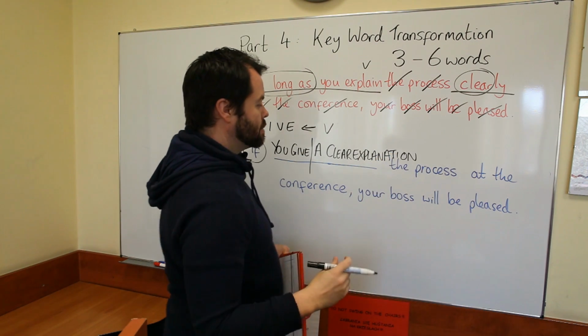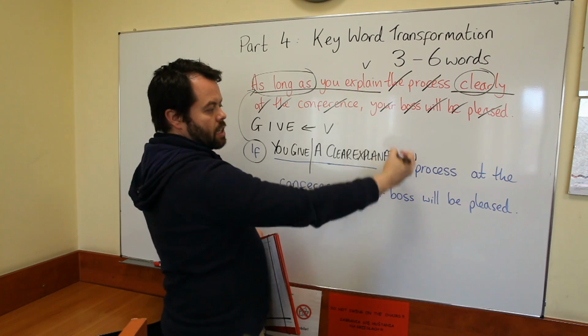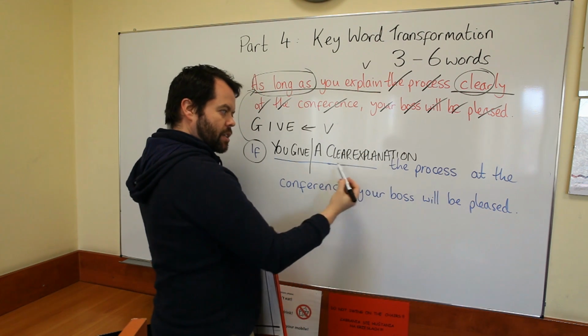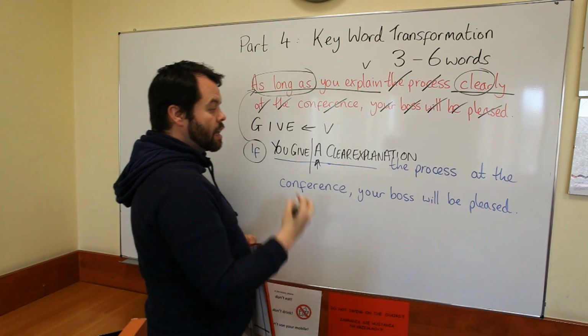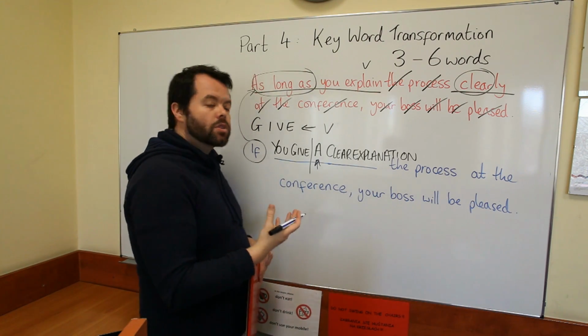Sorry, I ran out of space a bit there. But a clear explanation, because explain changes to the noun, clearly the adverb changes to an adjective. We must remember the article. If we can get all of this, we'll get the 2 points. But you can see now what's going on.